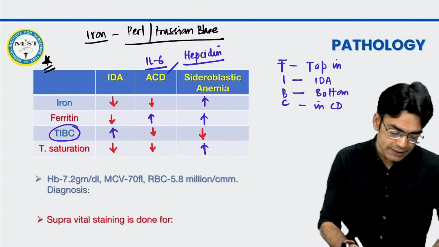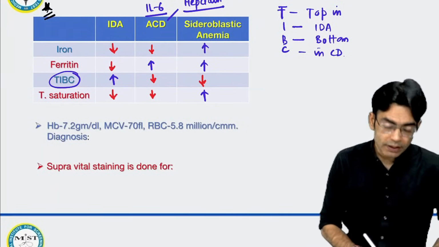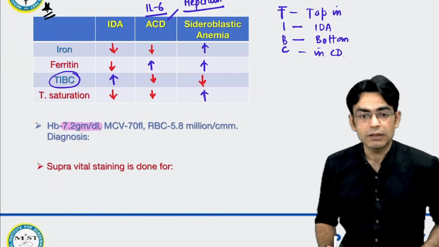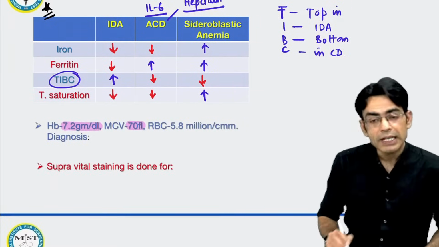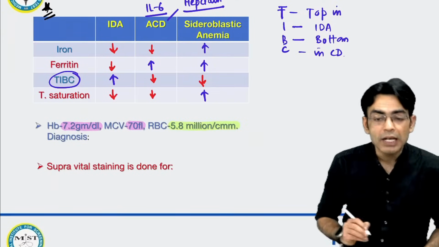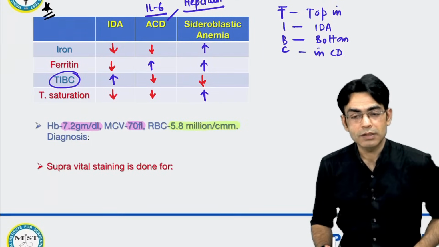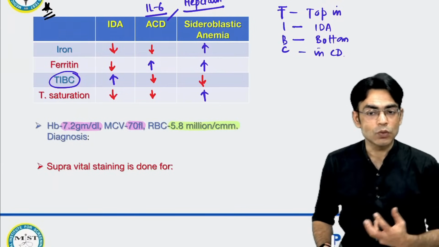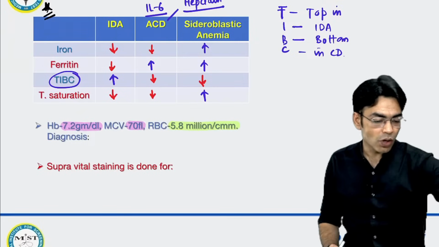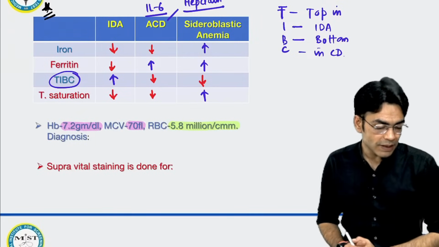वेरी गुड बेटा, आगे चलते हैं. नाउ ये वाला क्वेश्चन बताओ मेरे को. हीमोग्लोबिन 7.2 ग्राम पर डेसिलीटर, एमसीवी इज 70 फेम्टोलीटर्स, आरबीसी इज 5.8 मिलियन पर क्यूबिक मिलीमीटर्स. व्हाट इज योर डायग्नोसिस? व्हाट इज योर डायग्नोसिस छोटू लोग? प्लीज टेल मी.